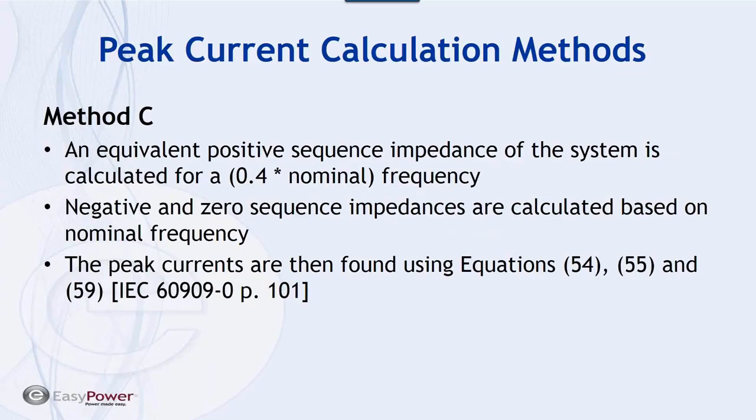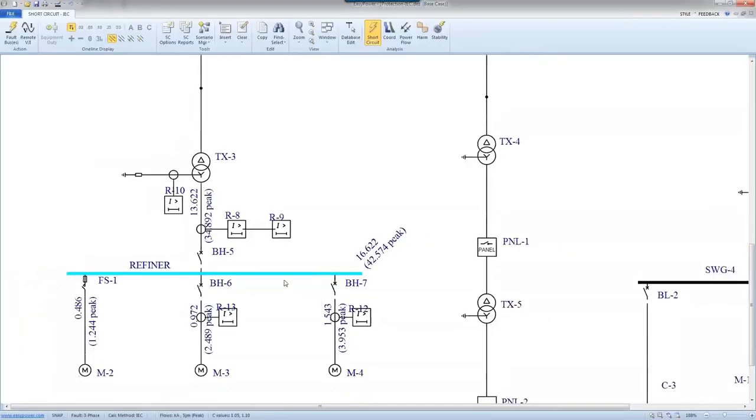Method C: an equivalent positive sequence impedance of the system is calculated for a 0.4 nominal frequency. In fact, this is a translation that we have used. IEC would look at a faulted bus, let's say this point, look at the branches and replace the frequency of 50 with 20 hertz, and for 60, it replaces with 24 hertz, but basically it keeps a ratio of 0.4. You know, when the frequency changes, resistance value doesn't change. That's the reactive portion of the impedance which is going to change.